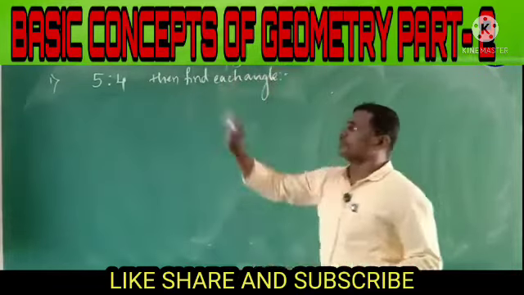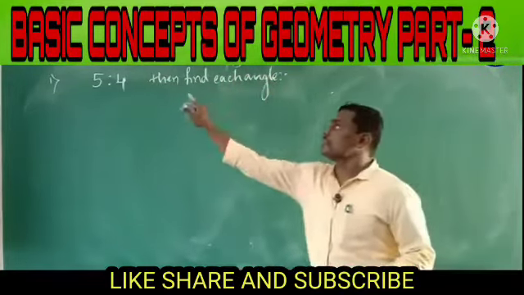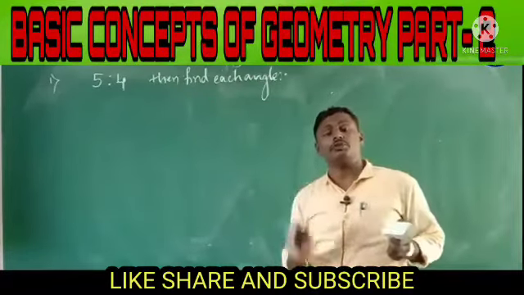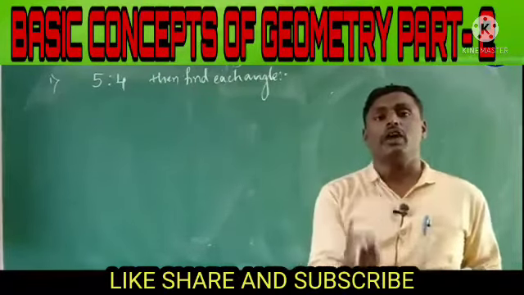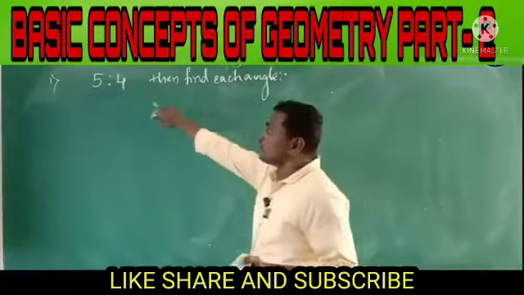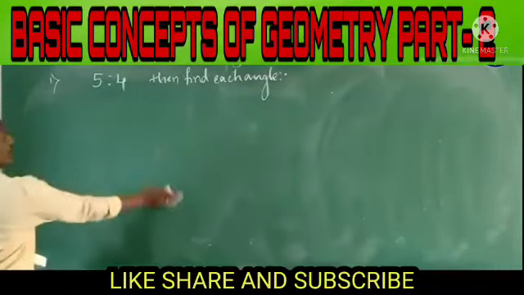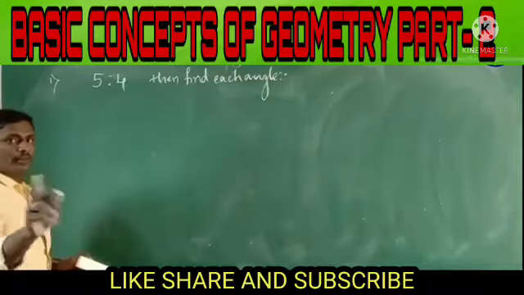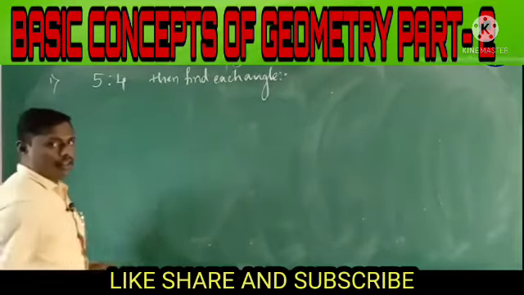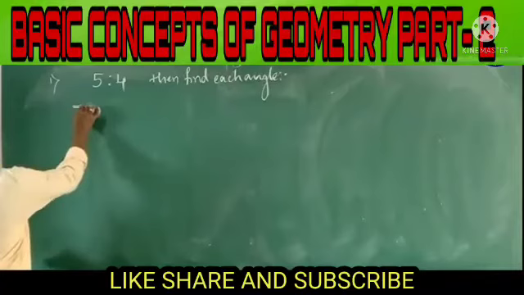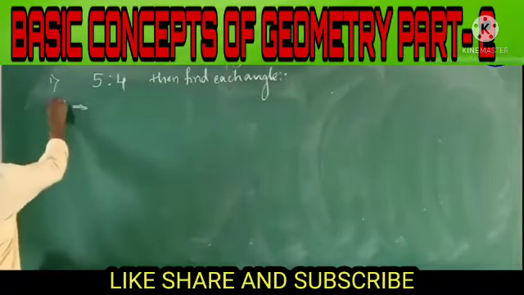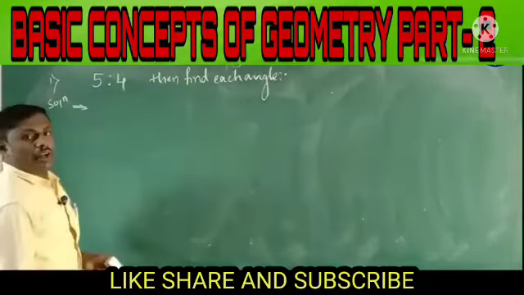Here they gave the ratio 5:4. By using that ratio, we need to find each individual angle of the complementary angles, right? So complementary angle means what? The sum of the two angles is equal to 90 degrees. So directly consider the given two angles. What are the given two angles here?